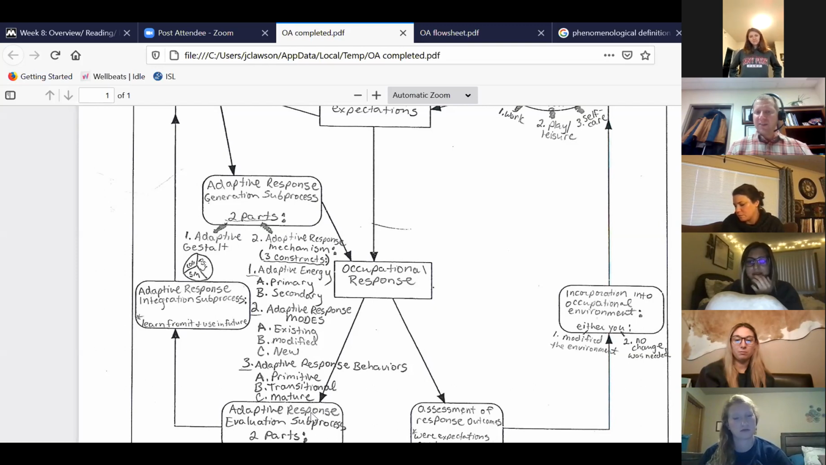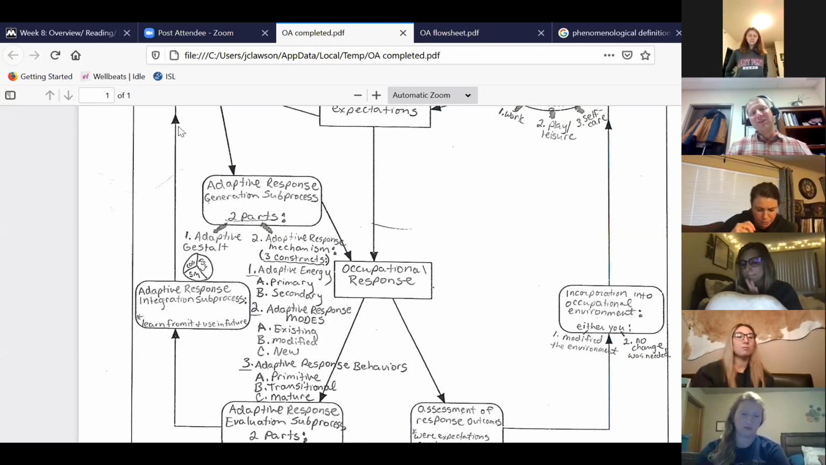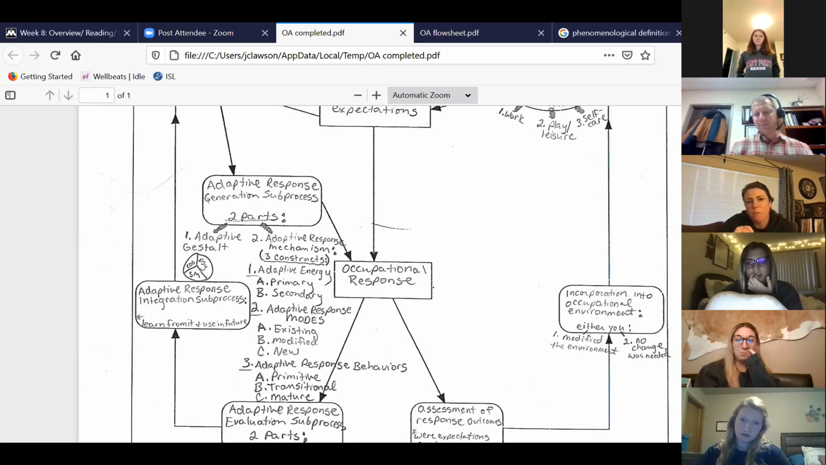Great. So you're taking your client through and internally processing and evaluating their overall response in an effort to have that generalize and increase their willingness and ability to adapt. So then when you go up here and start looking at another occupation, they can follow the same process, okay, and keep being more adaptive.